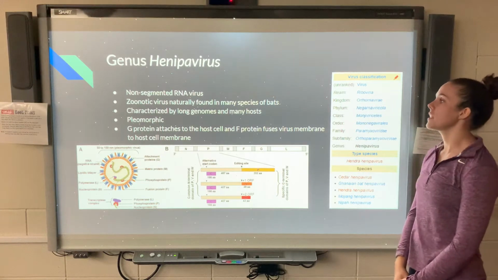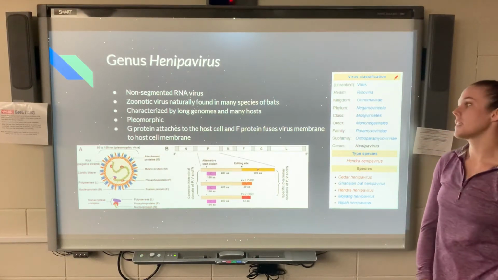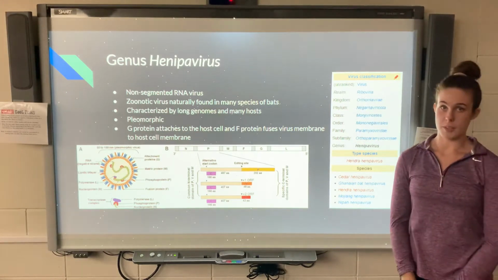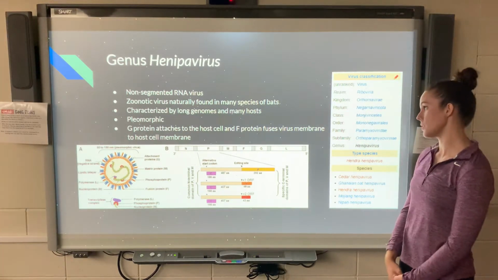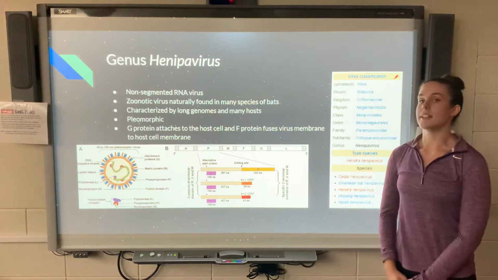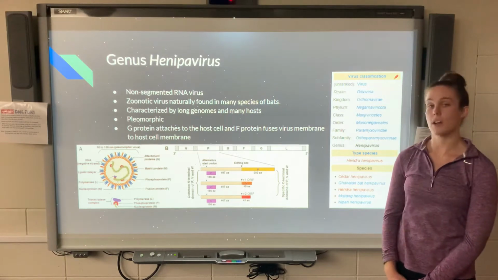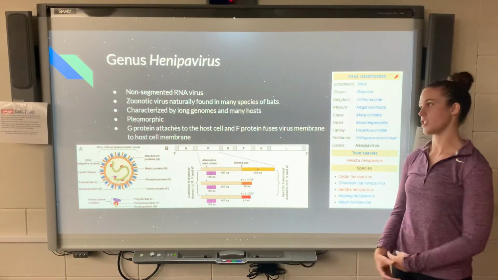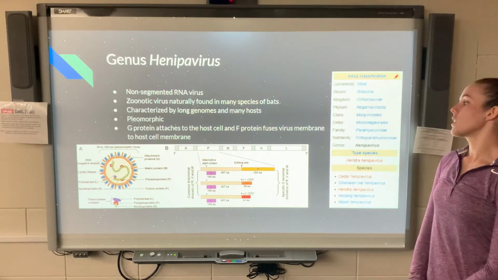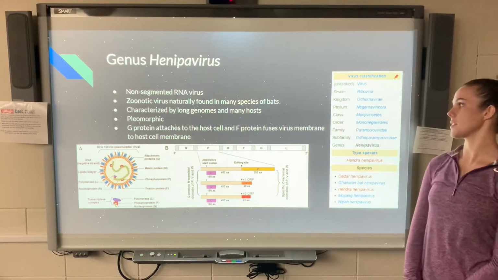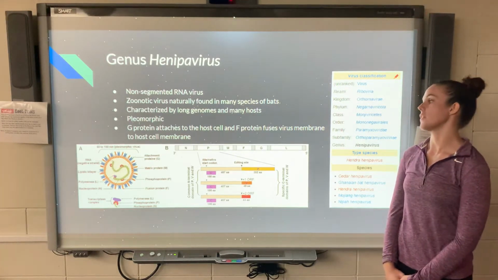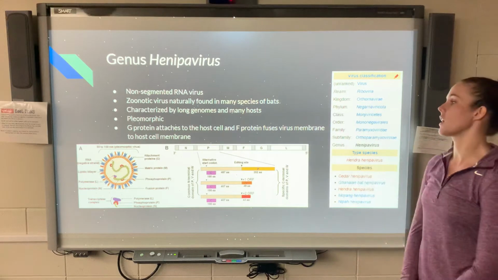All viruses in the genus are non-segmented RNA viruses. They are zoonotic viruses, so they are able to be transferred between different kinds of animals. And these viruses are typically found in different species of bats. They don't cause disease in these bats, that's just where they kind of originate from. Henipaviruses are characterized by long genomes and their ability to reproduce in many different types of hosts. That goes back to them being zoonotic viruses.